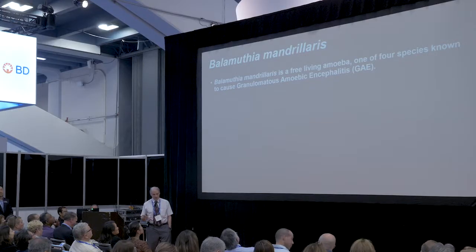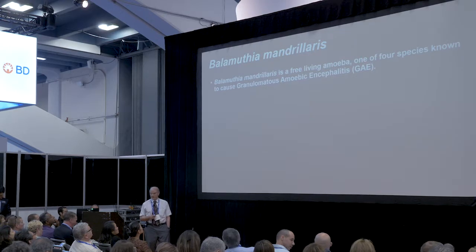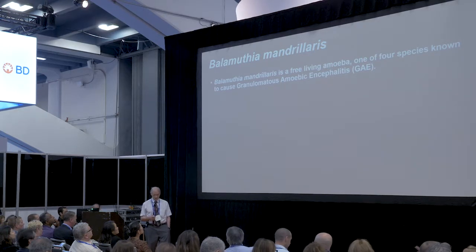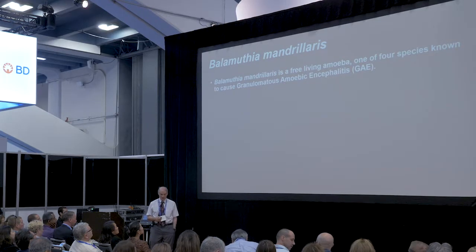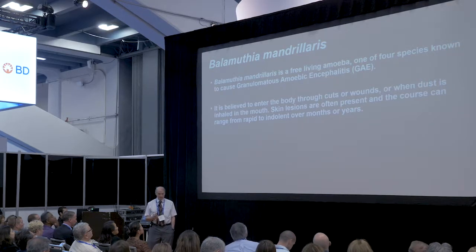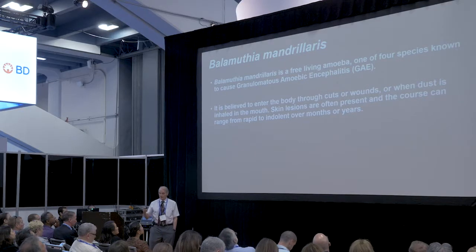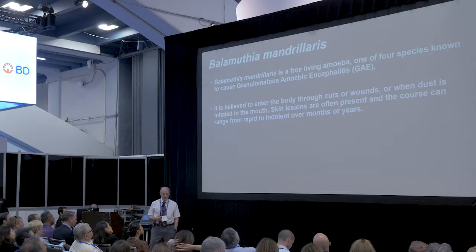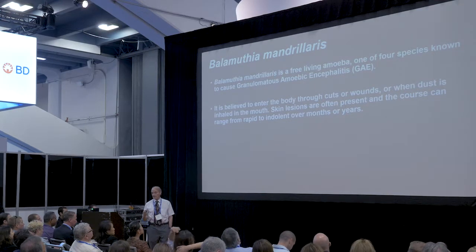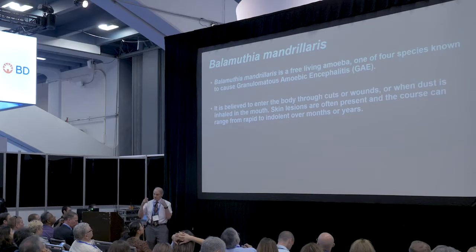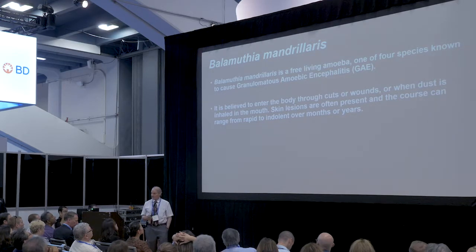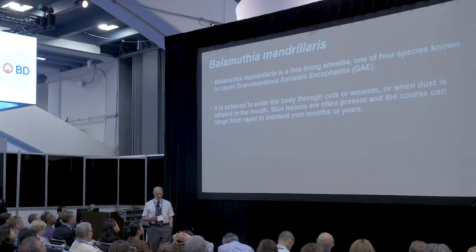So Balamuthia is one of the free-living amoebae that are known to cause granulomatous amoebic encephalitis. It's believed to enter the body through the skin, primarily cuts or wounds, but potentially also dust that can be inhaled. And if he had lots of open tooth sockets, maybe he possibly could have acquired it that way.